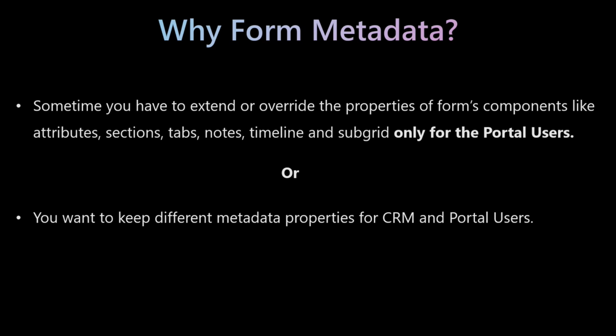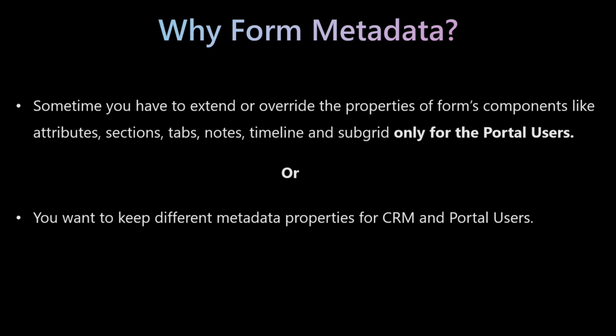So for example, I have a field called email, and I'm going to use that email field on my form. The CRM user wants to see the label of the email field as Email, but on the portal, I want to display the label of that field as Email Address. So I want to display the label of the same field differently for the CRM user and the portal user. In that case, you want to override the properties of Dataverse.